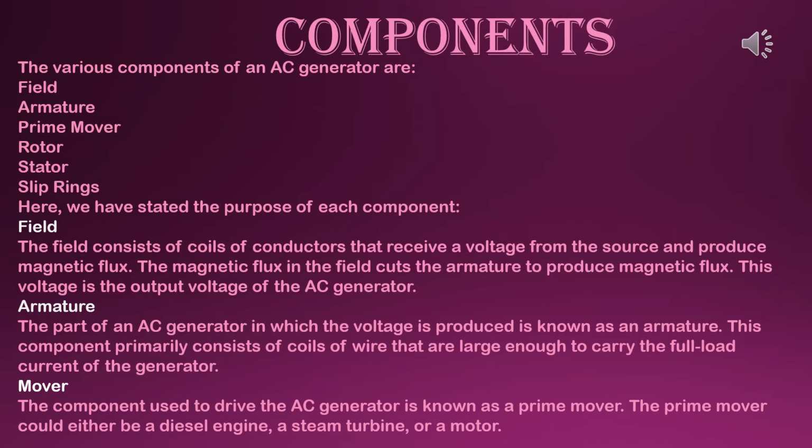Armature: the part of an AC generator in which the voltage is produced is known as the armature. This component primarily consists of coils of wire that are large enough to carry the full load current of the generator. Prime mover: the component used to drive the AC generator is known as the prime mover. The prime mover could be a diesel engine, a steam turbine, or a motor.